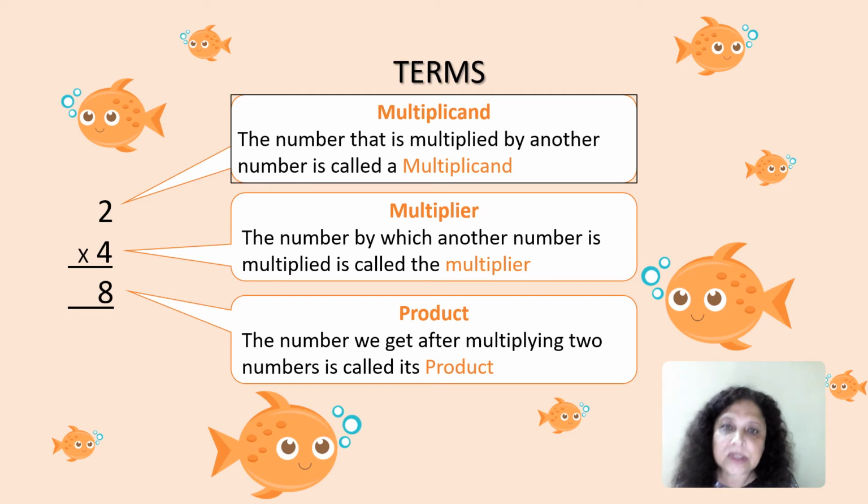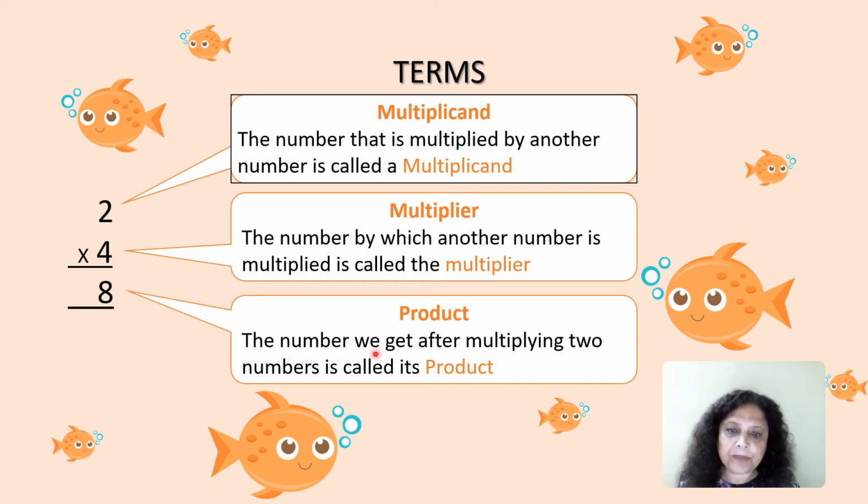We are also going to learn the terms used in a multiplication sentence. Let's see the numbers here, children. 2, 4, and 8. So the first number is 2. The number that is multiplied by another number is called a multiplicand. This number 2 is called a multiplicand. The number by which another number is multiplied is called the multiplier. This second number, 4, is called the multiplier.